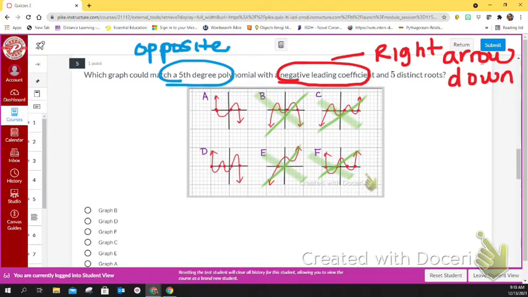So how many x-intercepts? It says which could match. So honestly, it's A and D. But I don't know if it is going to allow you to choose A and D. So we're going to choose the one that has 5 x-intercepts. So that would be choice D. So I would choose D. But theoretically, if it has opposite arrows, I mean, just because it's a fifth degree doesn't mean it has 5 x-intercepts. It could only have 3. It has to have at least 1, and it can't have more than 5. It can have anything between 1 and 5.